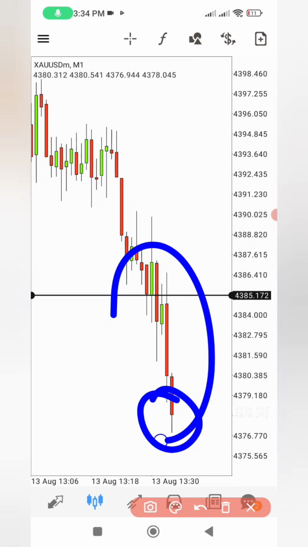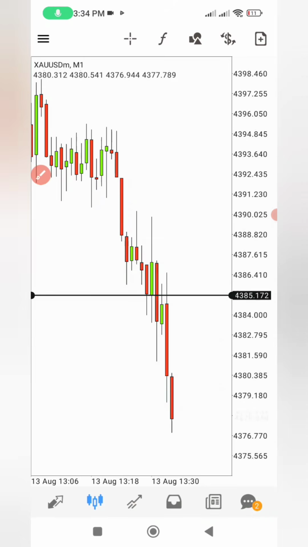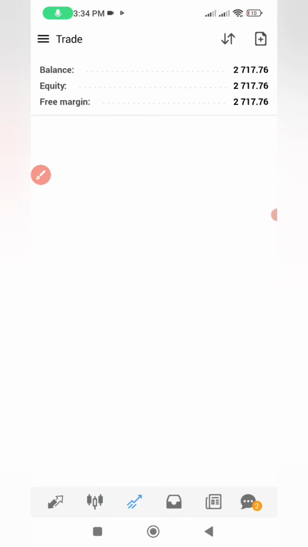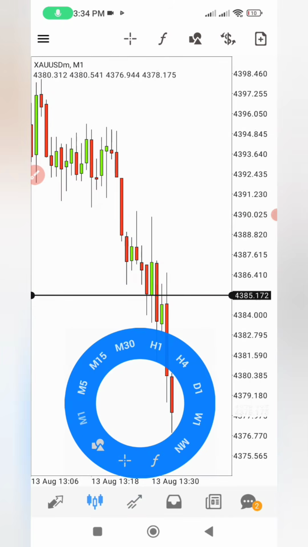So this is the volatility that we're pushing down. And now, on the other account, I think the trade is now at a loss right now.